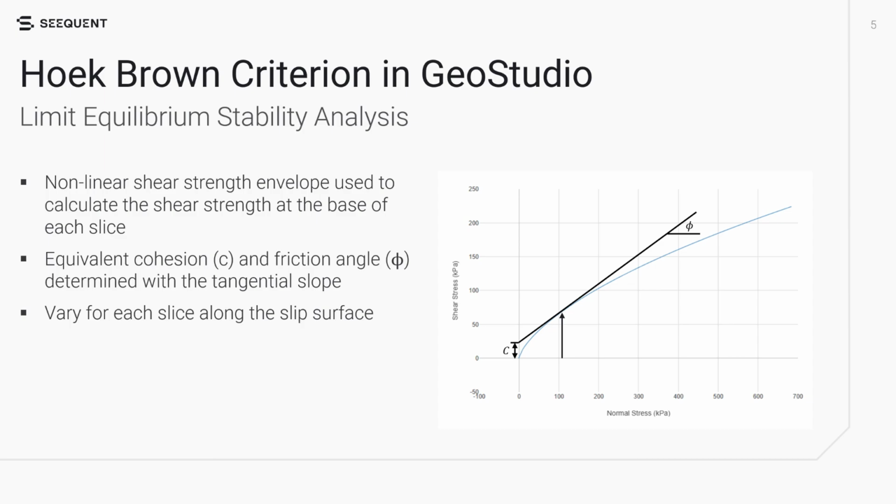The y-intercept of the tangential line represents the cohesion, while the friction angle is determined by the line slope. Therefore, the equivalent cohesion and friction angle vary from slice to slice along the slip surface as the normal stress changes, reflecting the nonlinear nature of the Hoek-Brown failure envelope.